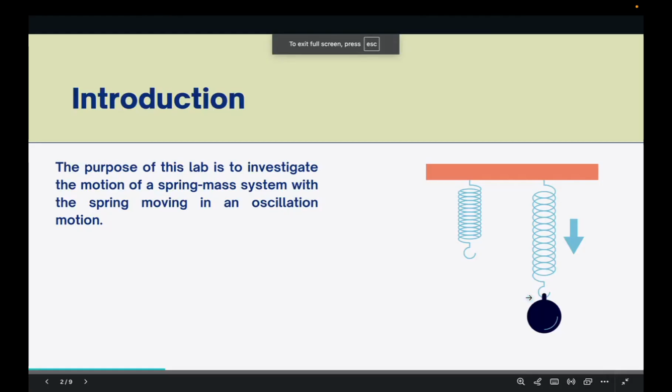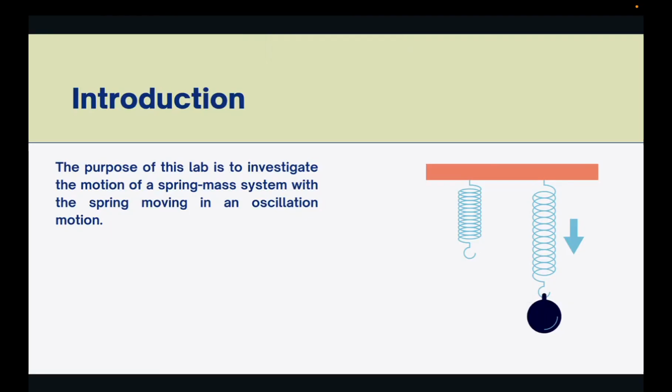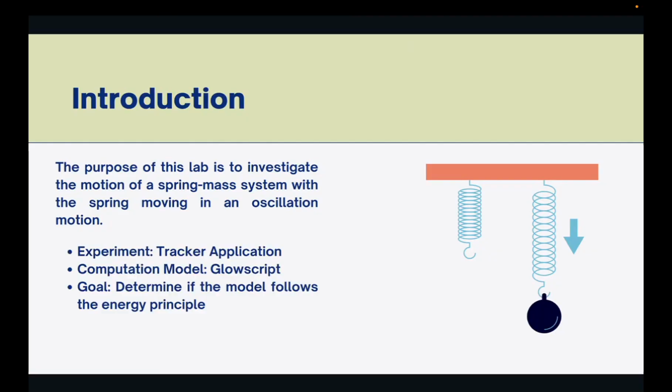So, an introduction to this lab, the purpose of this lab is to investigate the motion of a spring mass system with the spring moving in an oscillation motion. So, for the physical experiment, I use the Tracker application to track the position of the spring mass system over a certain time t. For the computational model, I use GlowScript to model an ideal system that follows the ideal conditions, and the goal is to determine if the model follows the energy principle.